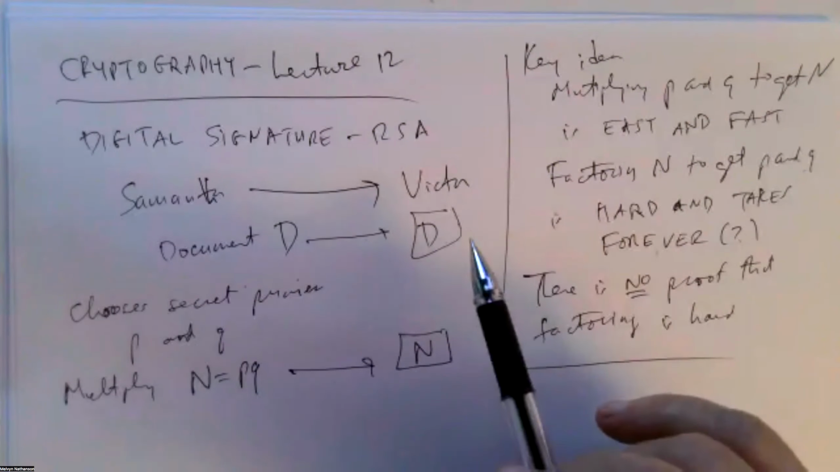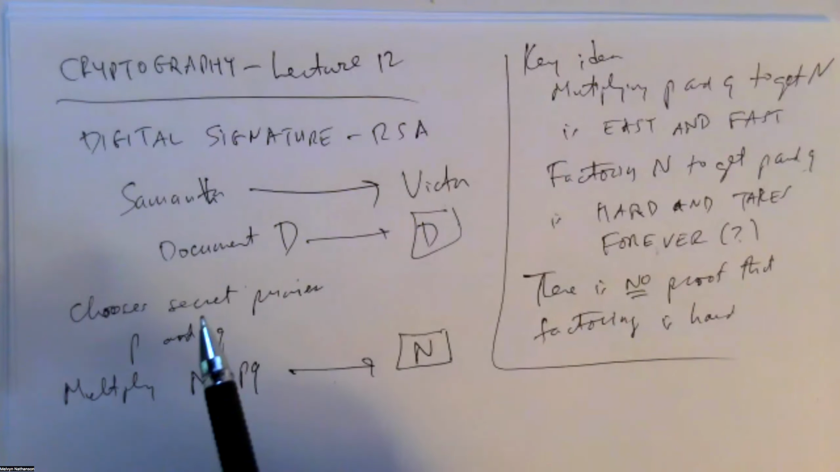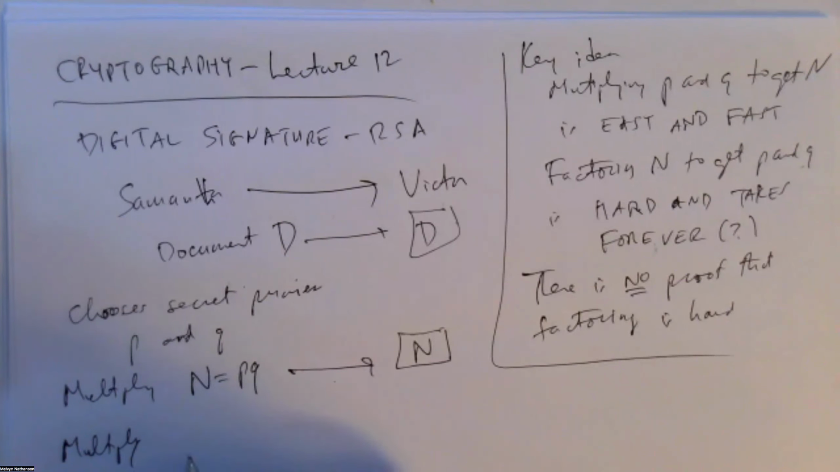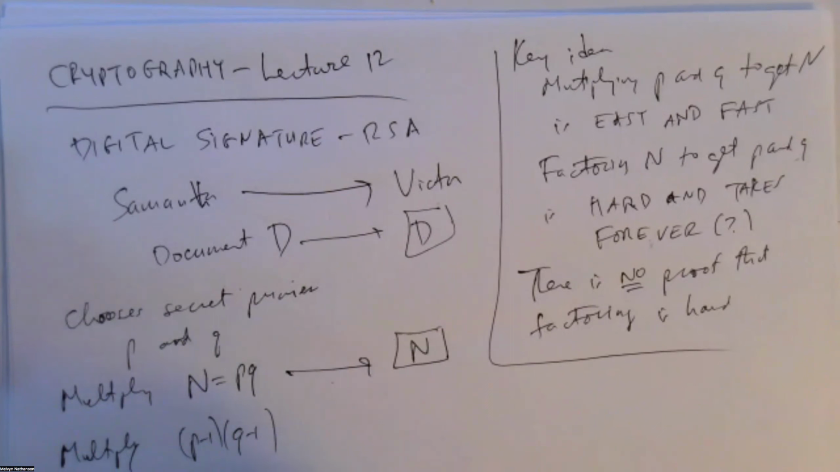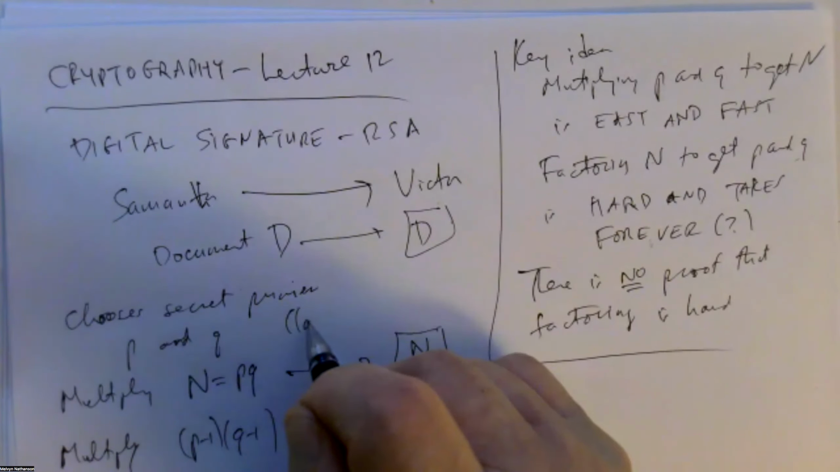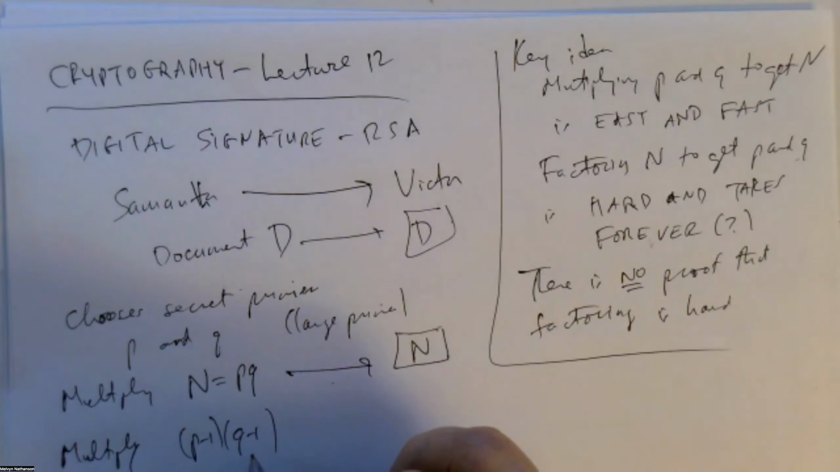So that's the key idea for the RSA crypto system and for the RSA digital signature. Okay? So Samantha takes two primes p and q, multiplies them together, and gets n. Because Samantha knows p and q, if she knows p, she knows p minus 1. If she knows q, she knows q minus 1. So she can multiply those two numbers together. And if p and q are big, so we choose these secret primes p and q, and these are large primes. They have hundreds or thousands of digits. P minus 1, q minus 1, you multiply them together, you get a big number.